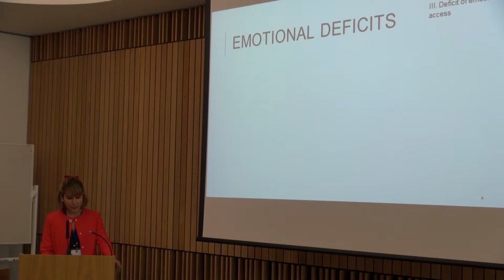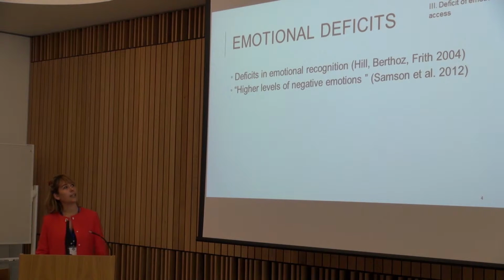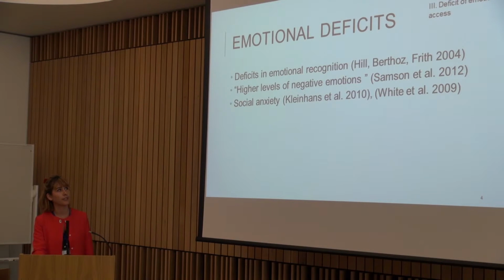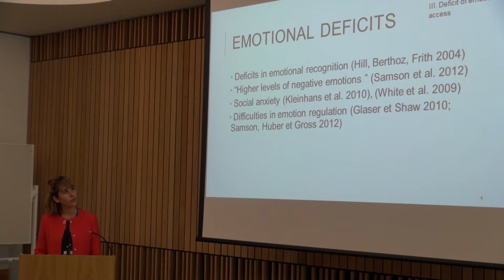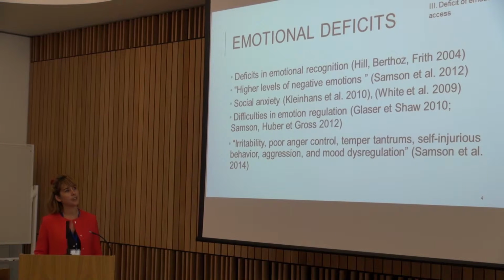And so, in recent years, researchers studying the nature of emotional deficits have discovered that people with autism have deficits in emotional recognition. They have higher levels of negative emotions than positive emotions compared with neurotypical people. They also have a certain social anxiety and difficulties in emotion regulation. Some others talk about irritability, poor anger control, temper tantrums, self-injurious behavior, aggression, and mood dysregulation. So it seems that there is a big set of emotional deficits in ASD.